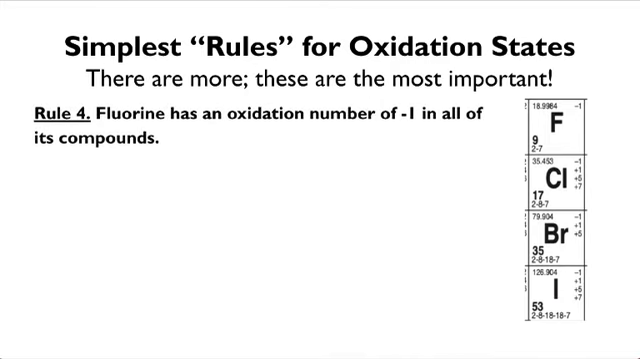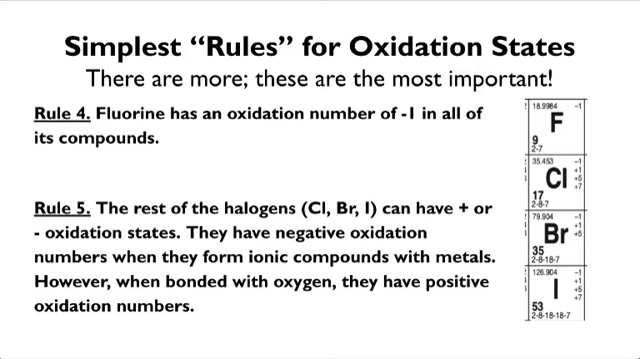Rule number 4, fluorine, the topmost halogen, has an oxidation number of -1 in all of its compounds. You can see that there is only one oxidation state for fluorine. However, the rest of the halogens, chlorine, bromine, iodine, can have a positive or a negative oxidation state. In general, they will have negative oxidation states when they form ionic compounds with metals. So if chlorine, bromine, or iodine are bonded to a positively charged metal cation, they'll have a negative oxidation state. And each of them only has one option for a negative charge. However, when bonded with oxygen, they can form positive oxidation numbers of various charges. And this is where you're going to use the strategy that I'll teach you in a moment to work out what their charge would need to be.